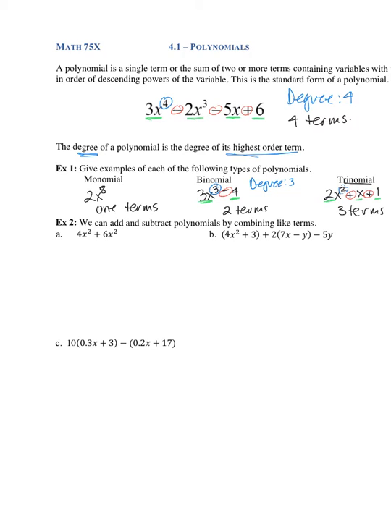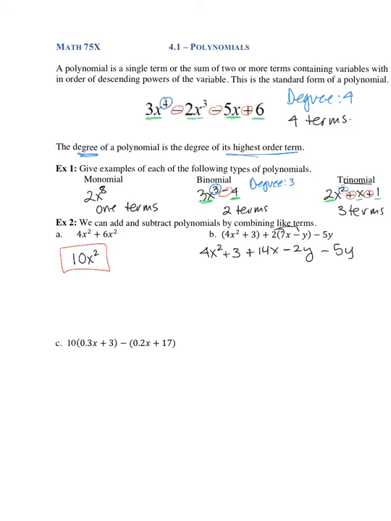All right, so we can add and subtract polynomials by combining like terms. So here these are both x squared, so we have 4 of them plus 6 more. That would give us a grand total of 10x squared. And here, before we do that, we need to distribute the 2. So I'm going to copy the 4x squared plus 3, and then it'll be 2 times 7x, so that would be 14x. And then 2 times negative y would be minus 2y, and I'll copy down the minus 5y.